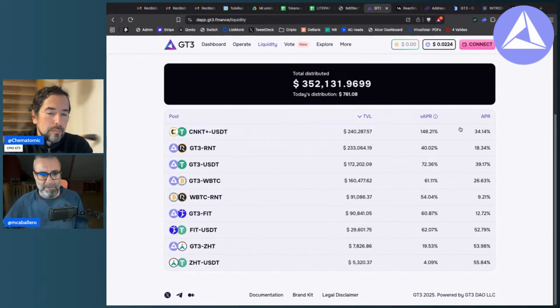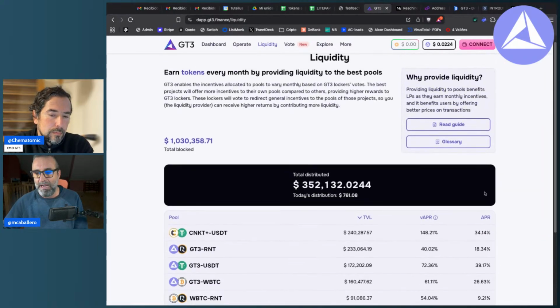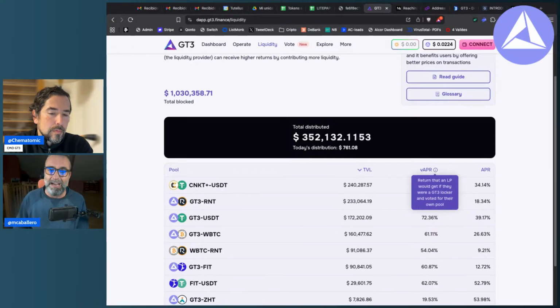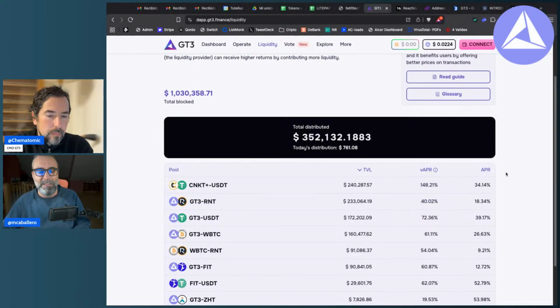So, for example, here we have the APR, this is the liquidity provider APR that you get by adding liquidity to any pool. This is the VAPR. As we said before, it's the return that a locker will get if they were also a GT3 locker, okay? And the liquidity providers get the rewards in GT3 tokens.